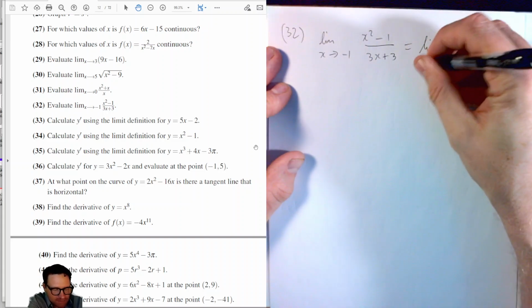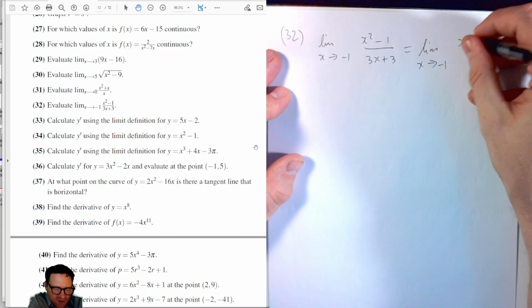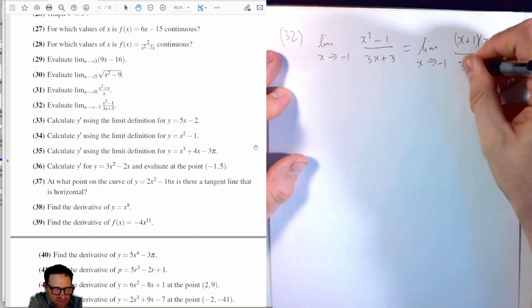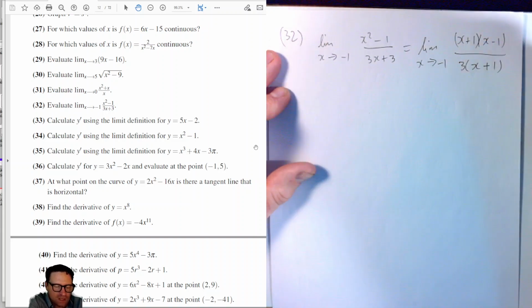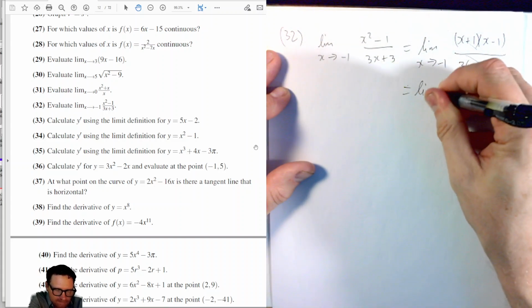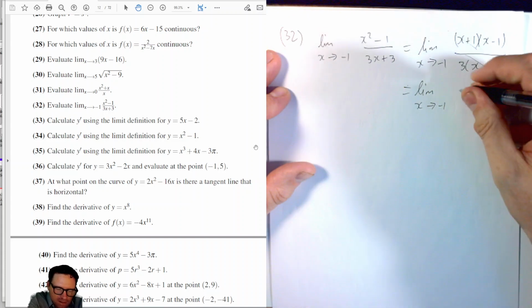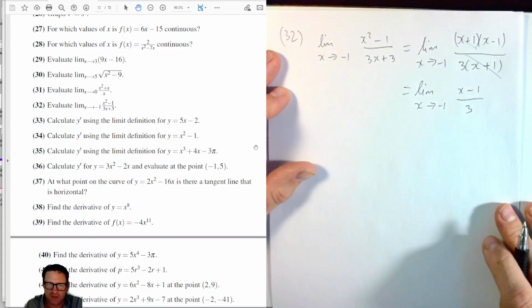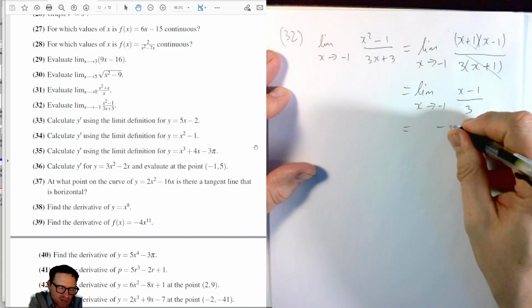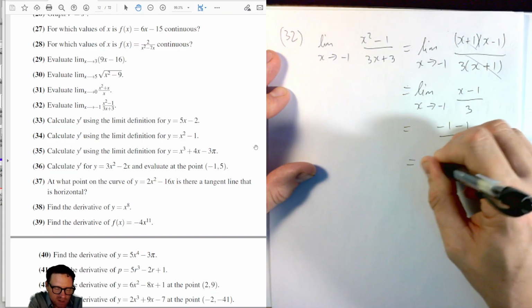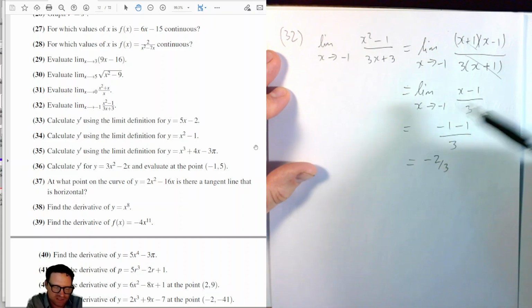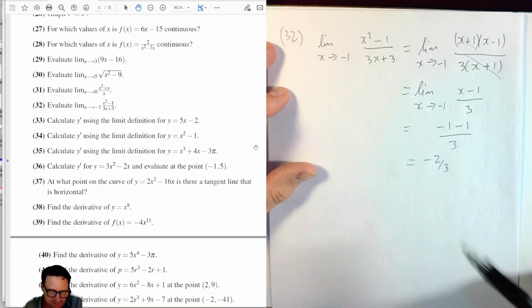So you need to do a cancellation first. We keep writing limit, x goes to minus 1. We factorize the numerator, factorize the denominator, and then you cancel the common terms in the numerator and denominator. Now there's no problem in subbing in that x is minus 1. So we have minus 2 all over 3, which is minus 2/3. And we don't write lim in here at this line because we've already subbed in that value of x.